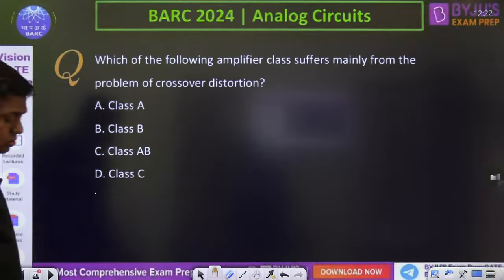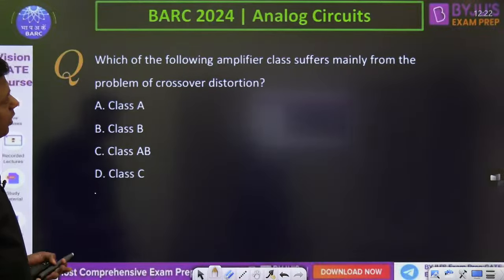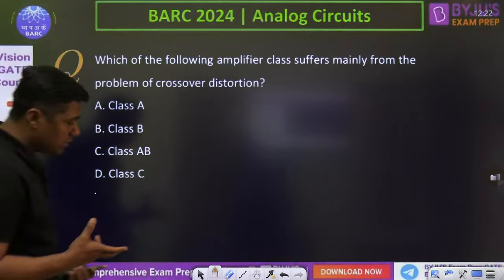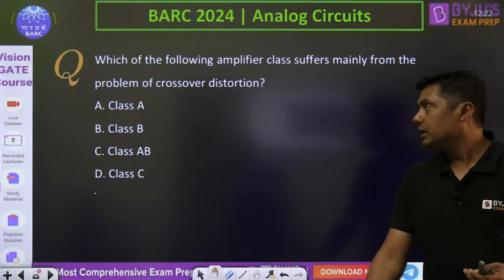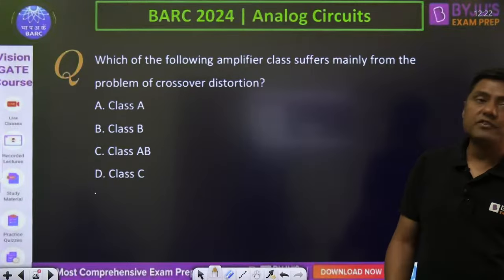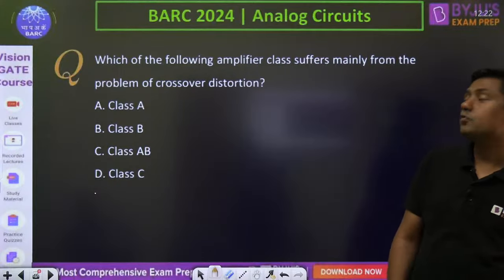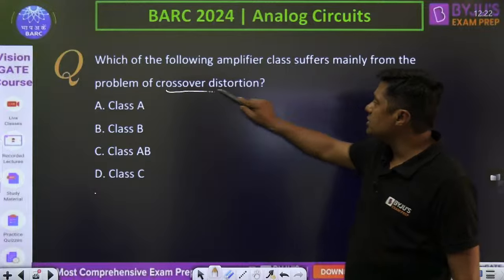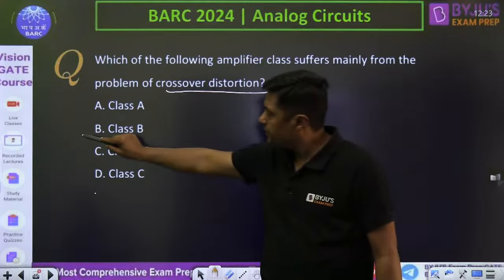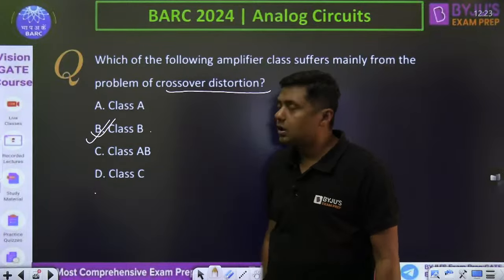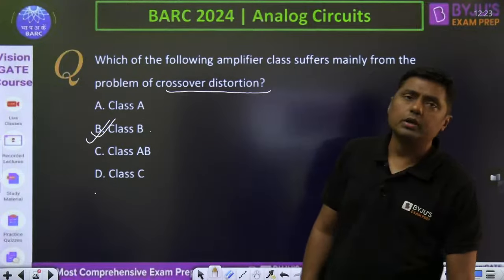तो देखो, crossover distortion जो है, that is the problem when we are dealing with the class A. There is no distortion but the efficiency is very, very low, and that's why I enter into the class B where the efficiency is very, very high, but it suffers from the crossover distortion. And just to remove the crossover distortion, we are using the class AB. There is no crossover distortion.